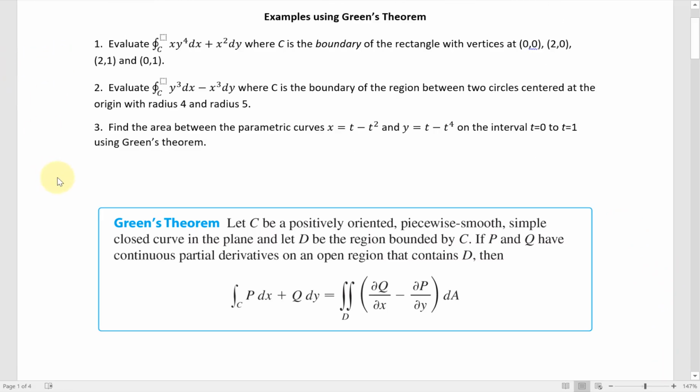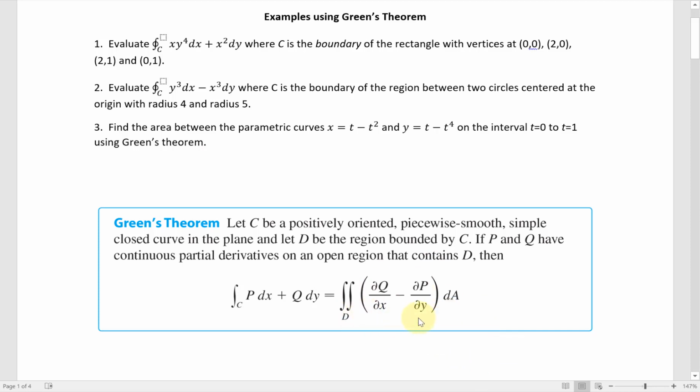Okay, so finally for the last example for this video, let's go to number 3. Find the area between the parametric curves x equals t minus t squared and y equals t minus t to the fourth on the interval t equals 0 to t equals 1 using Green's theorem. What's really neat with Green's theorem is that this is one way in which you might find area if you run this equality backwards.